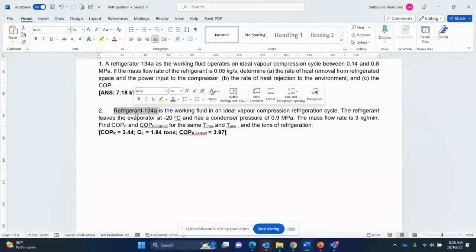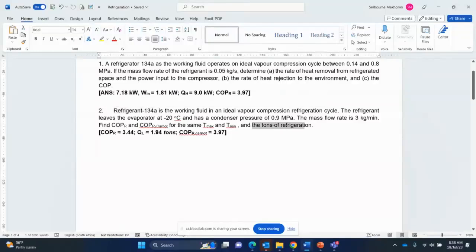So what are we told to calculate here? To calculate QL. But in this case, the answer is not going to be in kilowatts. We have to express our answer in tons instead of kilowatts. Now you'll see that in refrigeration, most of the time, the QL or QH is expressed in terms of tons or in BTU. BTU stands for British thermal unit. So 1 kilowatt is equivalent to, I think, 3,412 BTU.